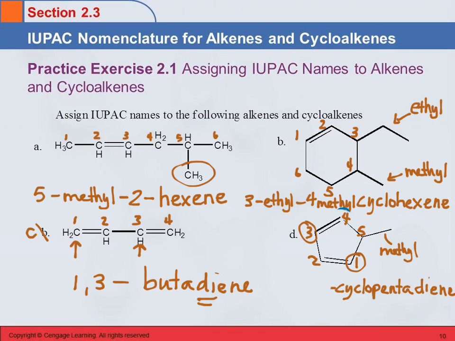So we're going to get lowest numbers on the double bonds. The other substituent comes into play only to break a tie. If you've got different ways of numbering that are the same for the double bonds, like the other two ways I found that were 1, 4, then the methyl would break the tie. So this is 1, 3. And the methyl would be on 5, so 5-methyl.